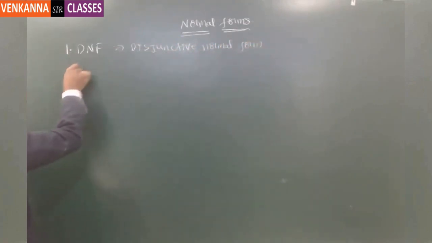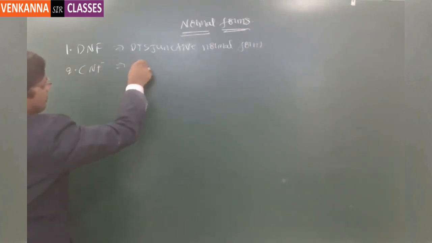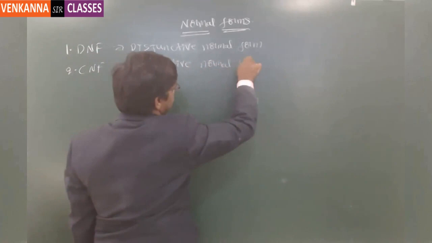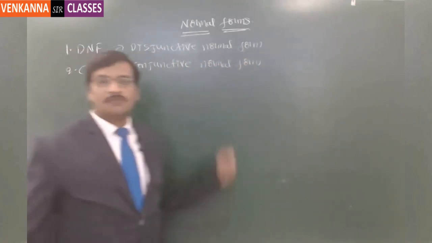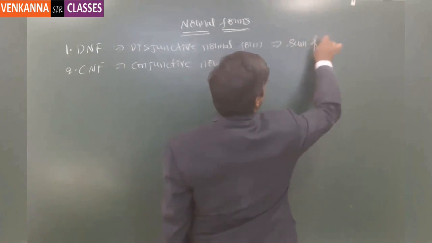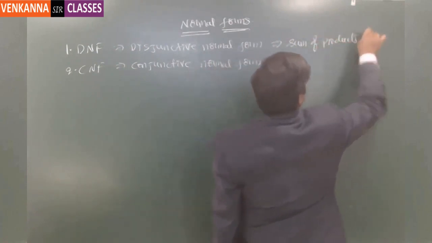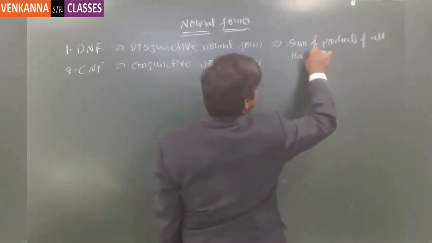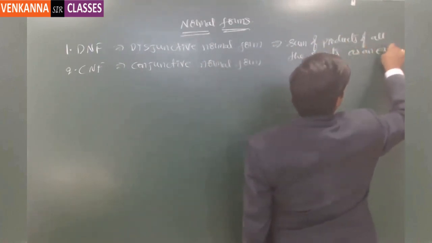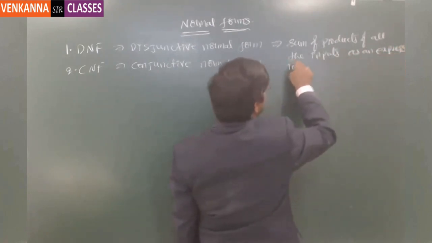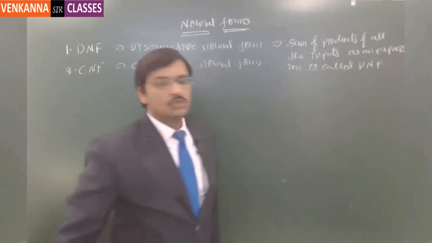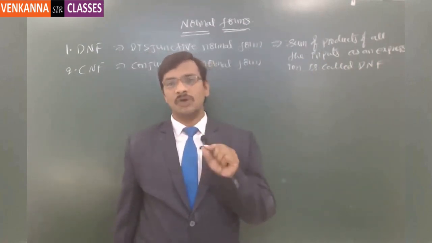And the second one is CNF, conjunctive normal form. Now, disjunctive normal form is nothing but expressing the function as the sum of products of all the inputs as an expression. That is called DNF, disjunctive normal form. So you are expressing the output as the sum of products of all the inputs.